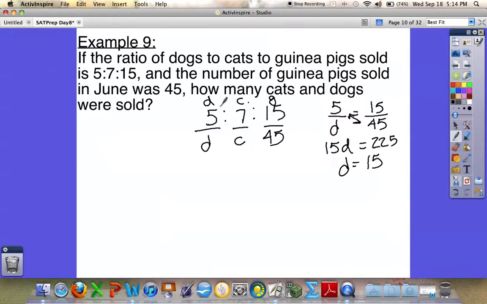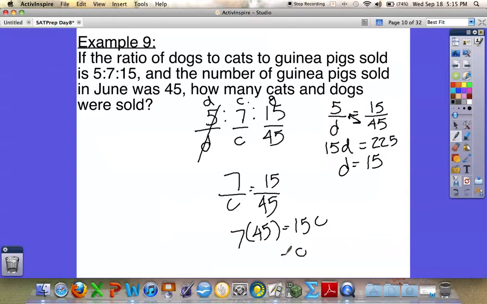Now that we've solved that part of the extended ratio, let's focus on the cats. 7 over C is 15 over 45. 7 times 45 equals 15C. And when you solve for C, you will get C equals 21. We solved it 1 part at a time, first for dogs, then for cats. Notice that 15 over 45 reduces to 1/3, and so does 5 over 15, and so does 7 over 21. And so all the ratios work out.